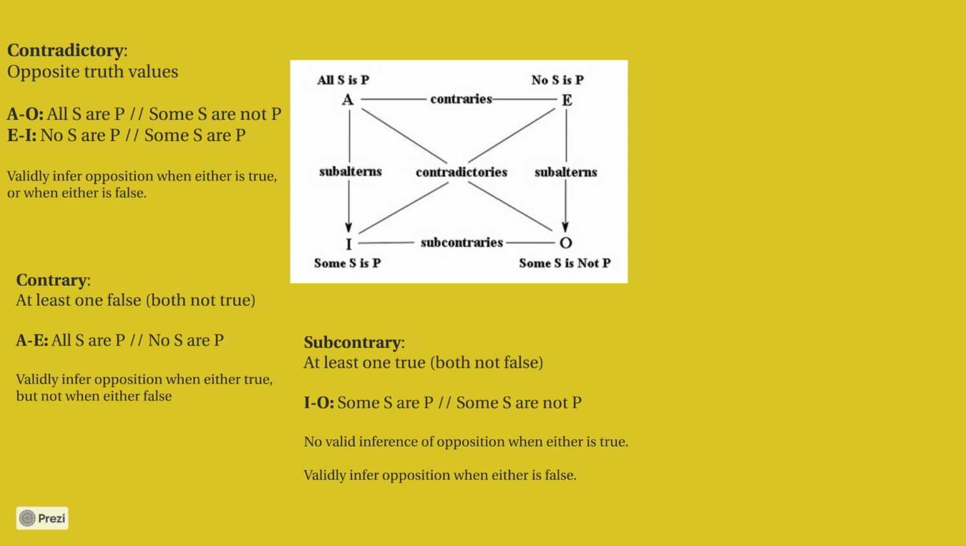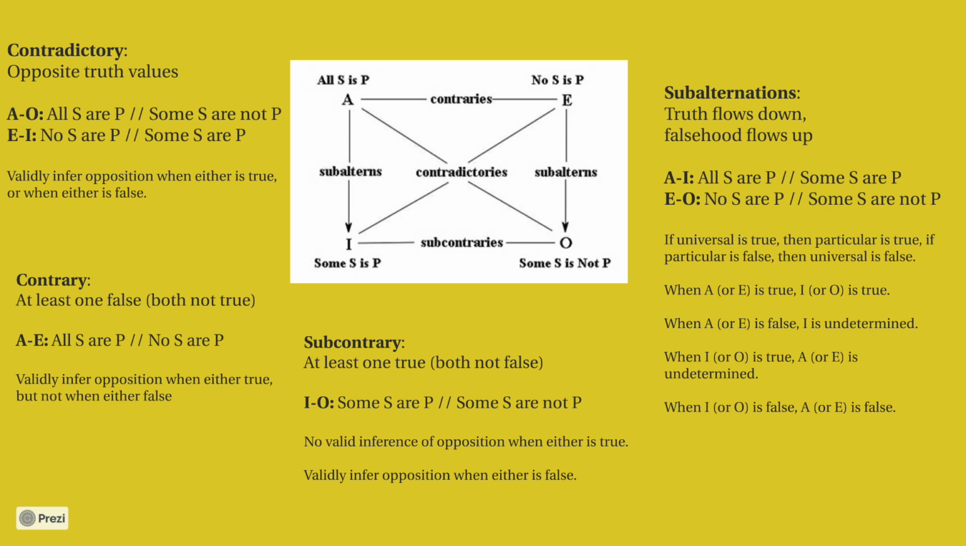So now, if we compare the I and the O forms, we have a similar relationship, a subcontrary relationship. However, it does not function in exactly the same way as the relationship between A and E. In the case of our universal statements, they could not both be true, although they could both be false. In the case of our particular statements, we can see an opposition when one of them is false. And this is because one of them must be true. Now, it is possible that both of our particular statements might be true, but they cannot both be false. So if we know that one is false, then we know that the other is true. So we can validly infer that opposition.